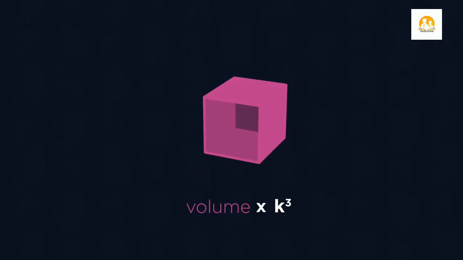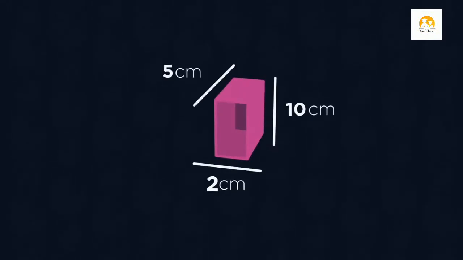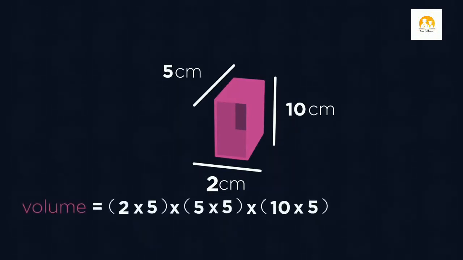Let's try it with our rectangle example. Let's add another dimension to our 2 by 5 rectangle. Say the height is 10. We enlarge the shape by a scale factor of 5. What's the volume? We could work this out by calculating the enlarged lengths of each side and then multiplying them together. So 2 times 5 times 5 times 5 times 10 times 5, which equals 12,500 centimeters cubed.